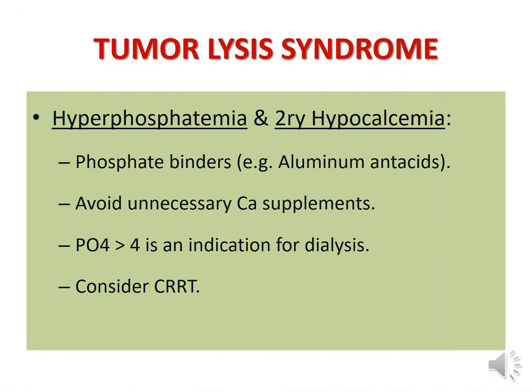Of the effects and complications of tumor lysis syndrome, we can have hyperphosphatemia, which can lead to secondary hypocalcemia. So how can we deal with this situation? We have to give phosphate binders. Okay? And whenever the phosphate is very high, it's sometimes an indication for dialysis.